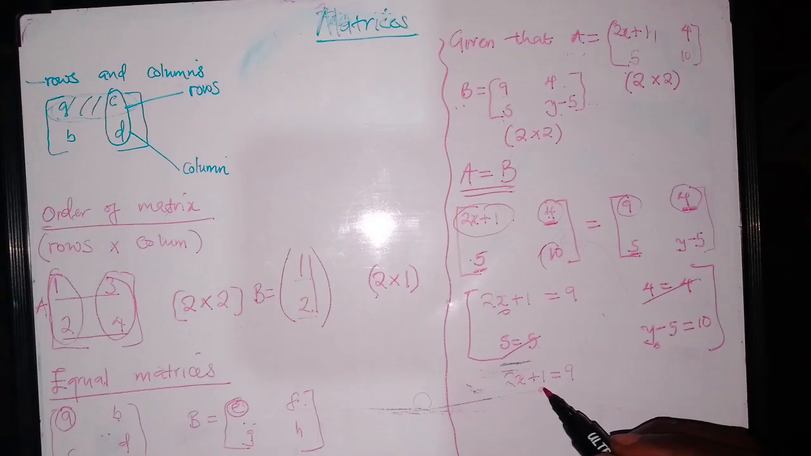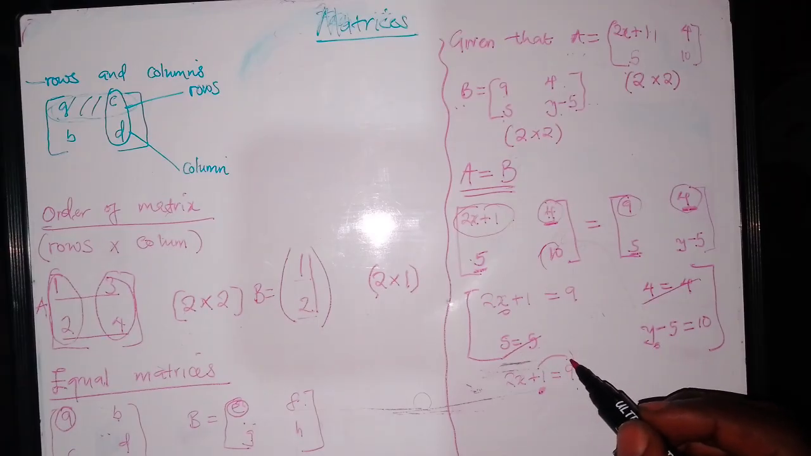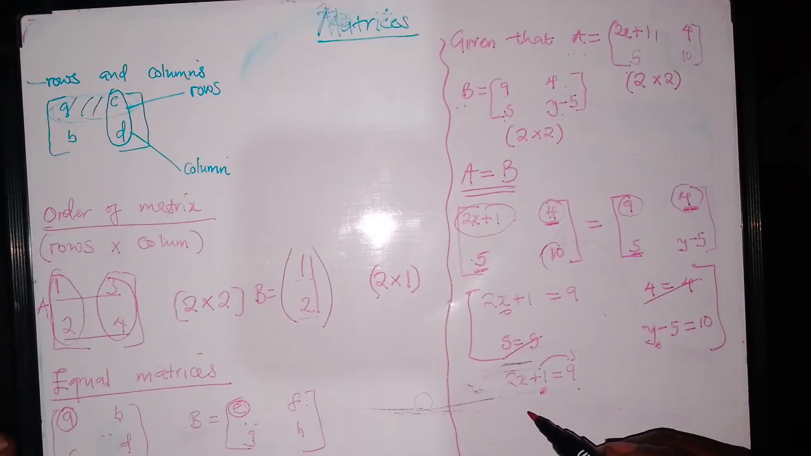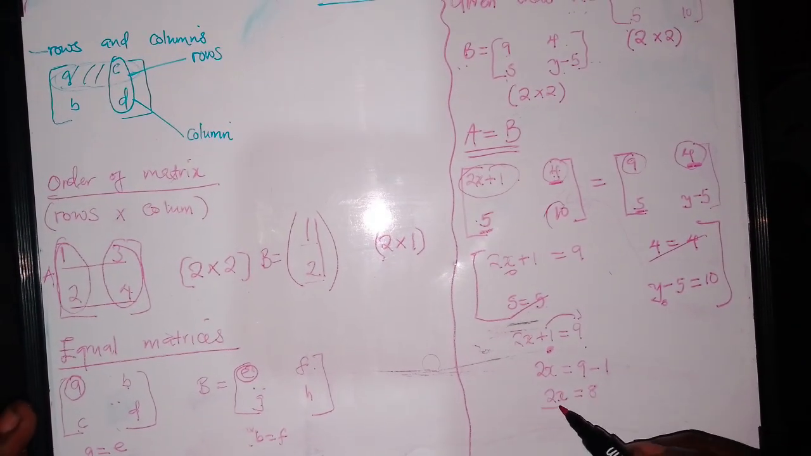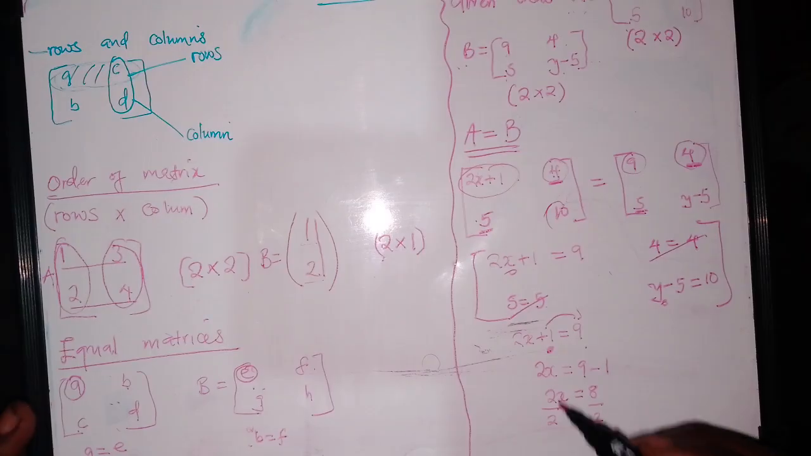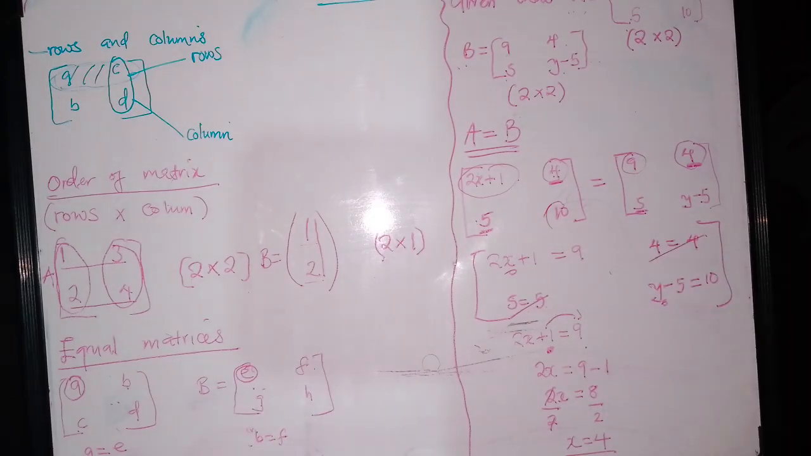Since 1 and 9 are like terms, you are going to group the like terms on the same side. So this one will change the sign and become negative. So you have 2x is equals to 9 minus 1. We have 2x which is equal to 8. Then when you divide by 2, you get your answer to be 4. So meaning x is 4.